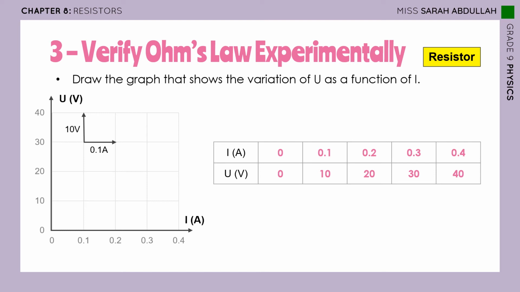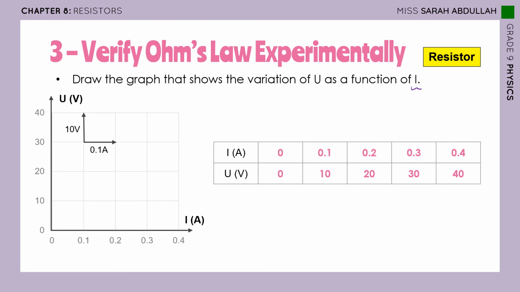Now let's represent this table with a graph. We can simply draw the graph that shows the variation of U, the voltage, as a function of I, the current, the variation of Y axis as a function of X axis. So the current I must be on the X axis and the voltage must be on the Y axis. Guys, it's always variation of y as a function of x. So it says as a function of I, it means I must be on the x-axis.